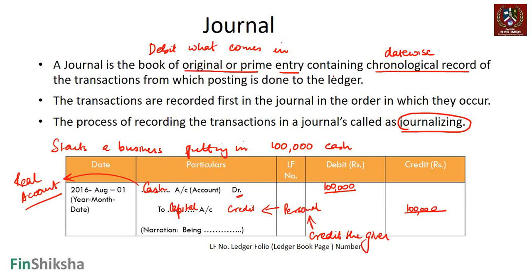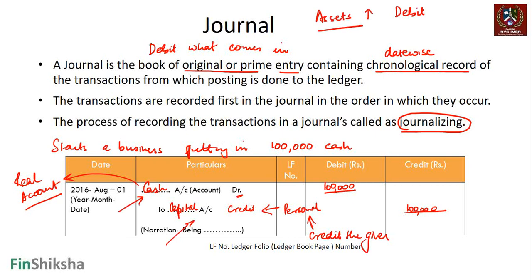Also, remember, we said assets going up is a debit. Just remember this. Once you remember assets going up is a debit, then everything else is a credit on the other side straight away, right? That's a simple way to record a journal entry. That's a very simple journal entry where capital account gets credited and cash account gets debited.